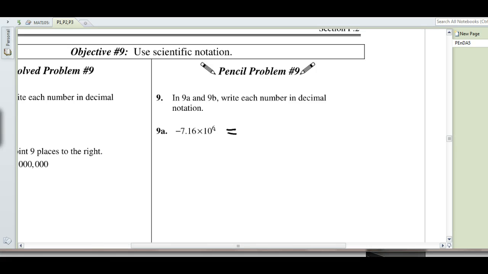10 to the 6th is a really, really big number here. That's a million. So we know this 7.16 should have a larger modulus. I mean, its absolute value should be much, much bigger when we're done turning it into a decimal. So here what we're going to do is take the 716, so we've moved the decimal 2 places. The exponent was 6, so we need to move it 4 more, so that means add 4 zeros, because this should be a really big number. So we end up with negative 7,160,000.